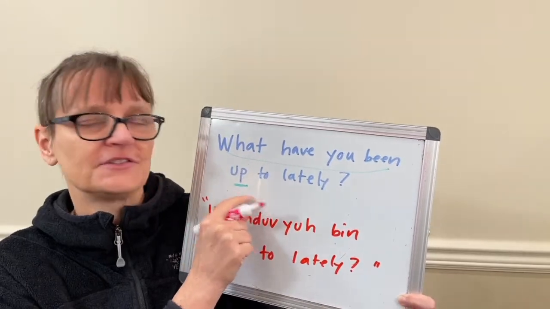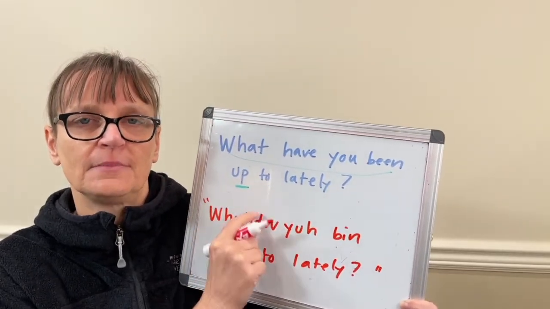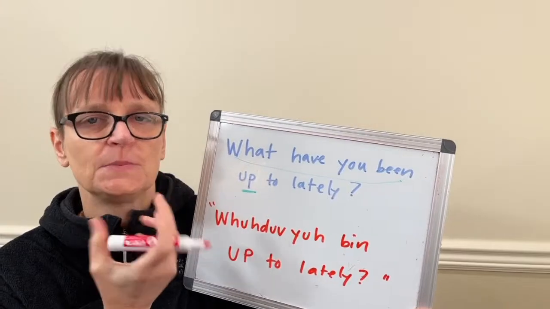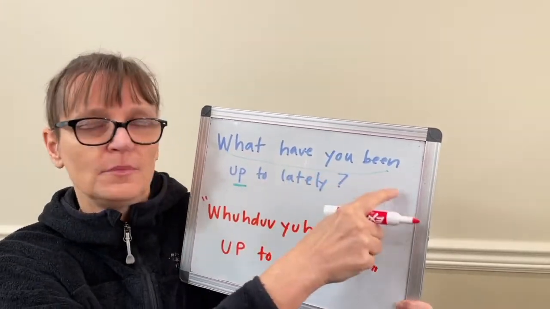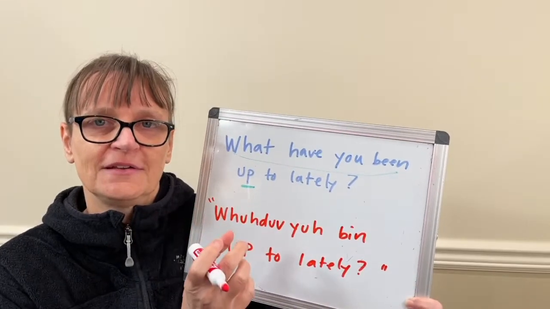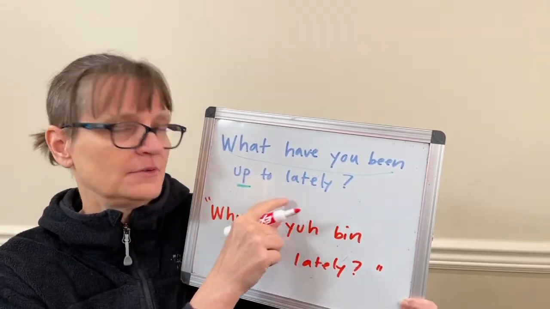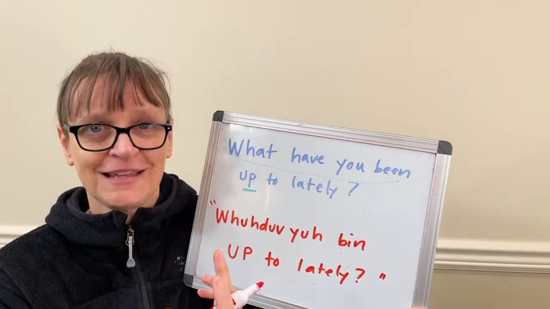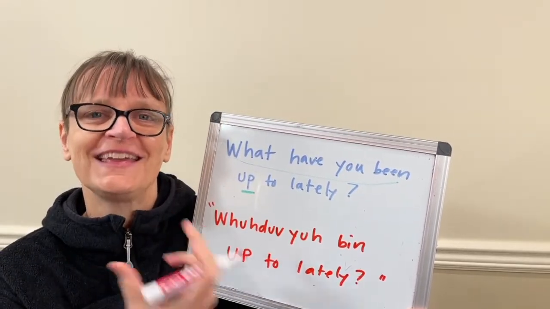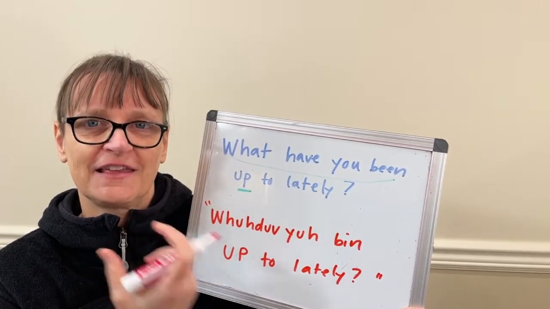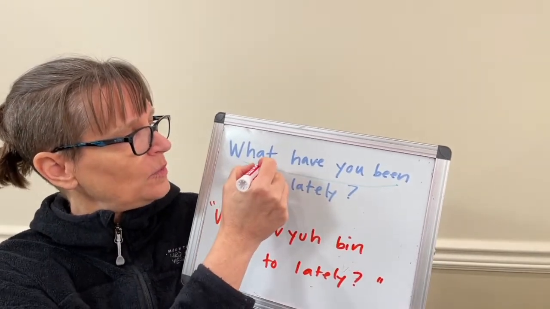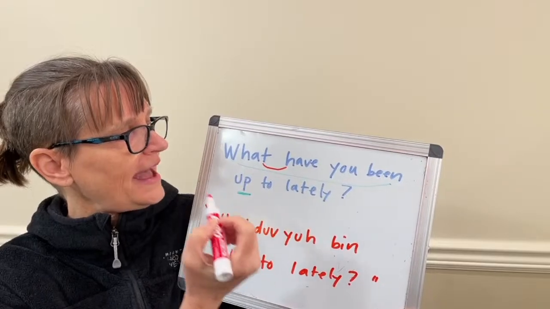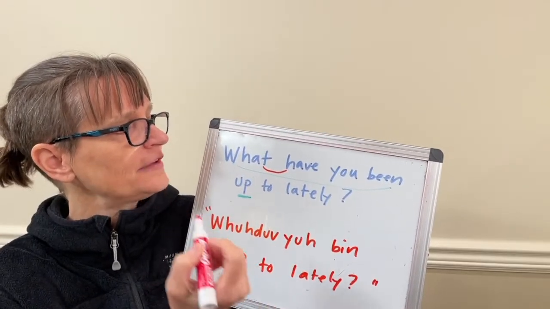So how do we make, basically this whole first part of the sentence needs to be about the same length as this up to is. And so if you think about up to, that's not very long. How am I going to get what have you been to be a similar length to up to lately? It means I'm going to have to really go quickly. I'm going to have to reduce sounds and link things together. So first thing is that we link what and have.